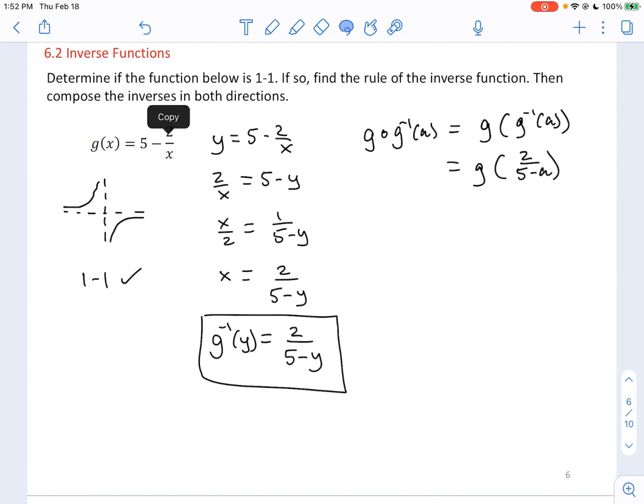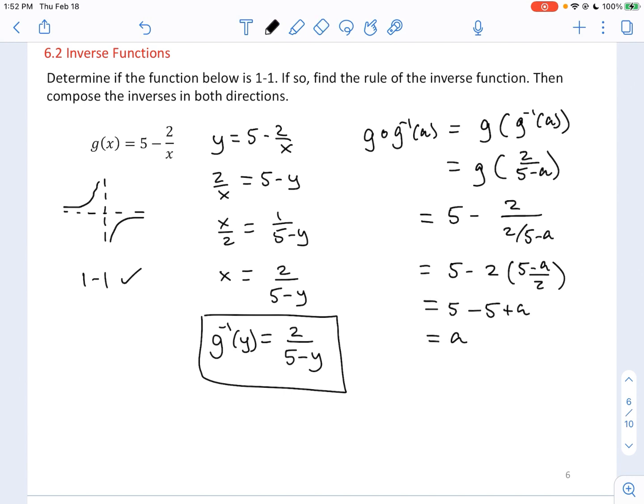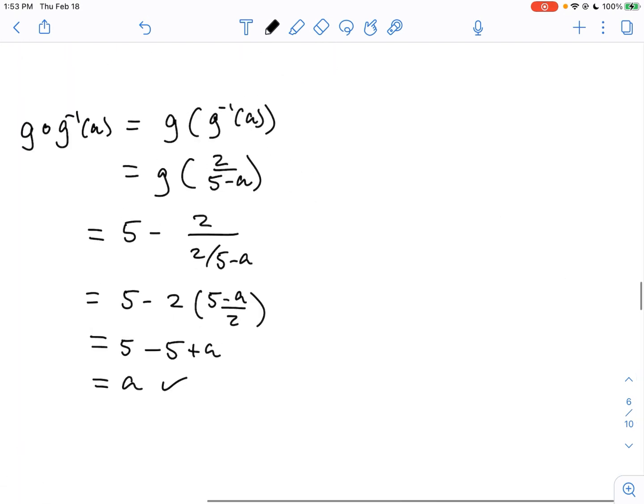So I'm going to plug it in for that x right there. 5 minus 2 over 5 minus a. Now when you invert and multiply and simplify this, you get 5 minus 2 times 5 minus a over 2. You can see that the 2's are going to cancel, the negative will distribute, so we're going to get 5 minus 5 plus a, we're going to get a. Check. Now let's do the reverse composition.